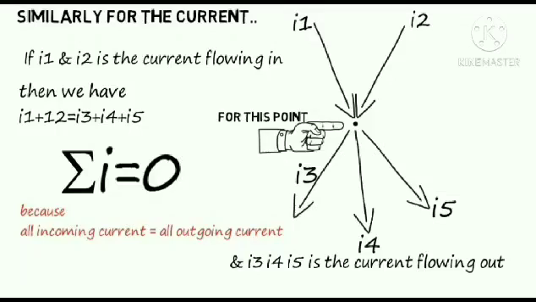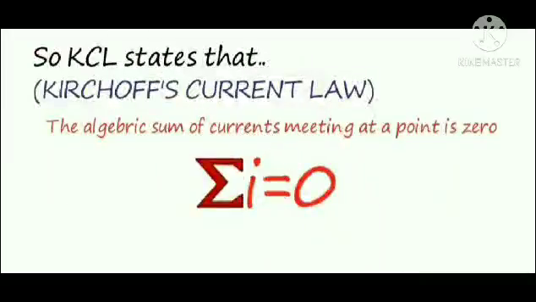Similarly, for this current, if I1 and I2 are the currents flowing in and I3, I4, I5 are the currents flowing out, then we have I1 plus I2 is equal to I3 plus I4 plus I5, which is expressed as summation I equal to 0. Why? Because all incoming current is equal to all outgoing current. Hence, Kirchhoff's current law, or the KCL, states that the algebraic sum of currents meeting at a point is 0, given by summation I equal to 0.